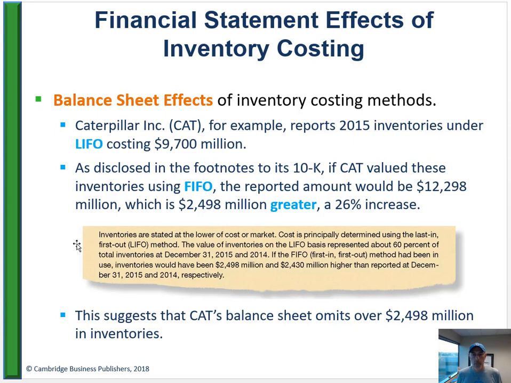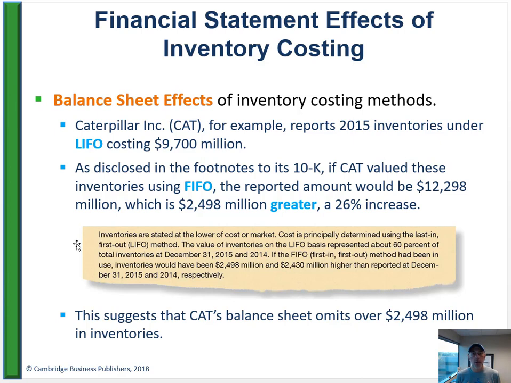This one says inventories are stated at the lower of cost or market. Cost is principally determined using the LIFO method. The value of inventories on the LIFO basis represented about 60% of total inventories at December 14 and 15. If the FIFO method had been used, inventories would have been 2.4 billion, or 2,498 million, and 2.4 billion higher than reported on 15 and 14 respectively.